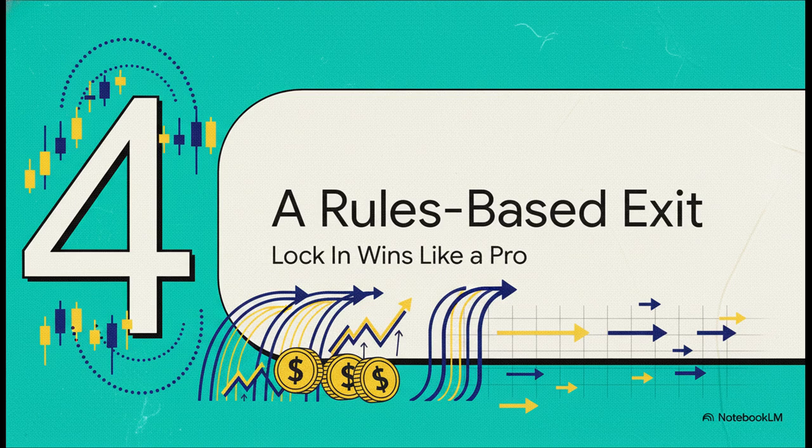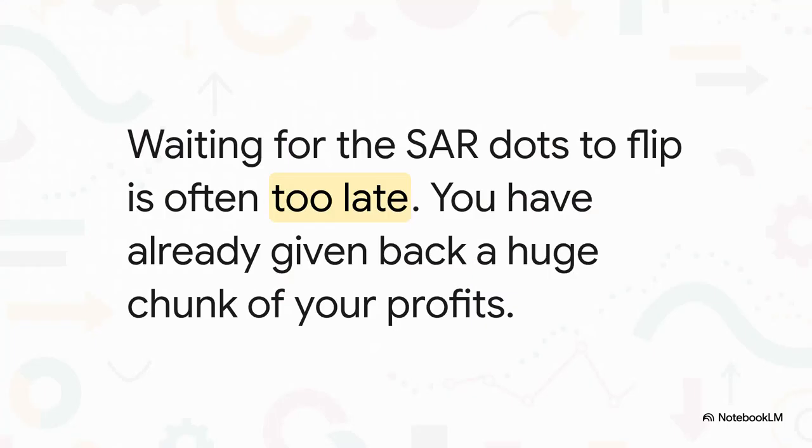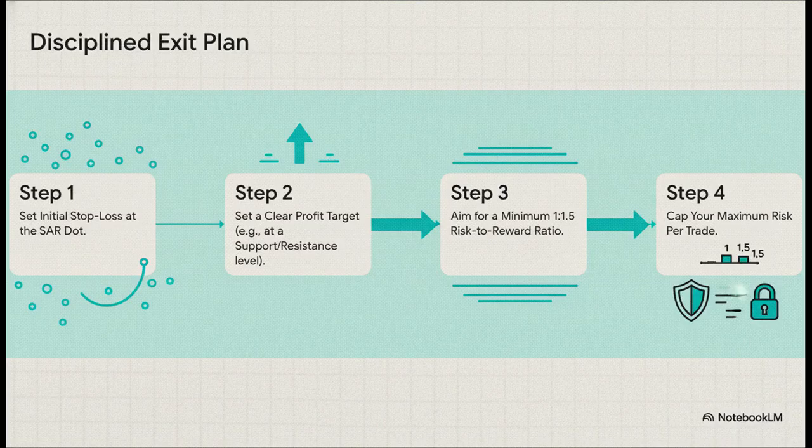Okay, getting into a trade is a huge step, but that's only half the battle. We also need a rules-based exit strategy so you can actually keep the profits you make. And here's the crucial thing to understand. Just waiting for the dots to flip to tell you when to get out is a lagging signal. By the time it finally tells you to exit, you've already given back a massive chunk of your profits. We need to be more proactive. So here's the disciplined plan.